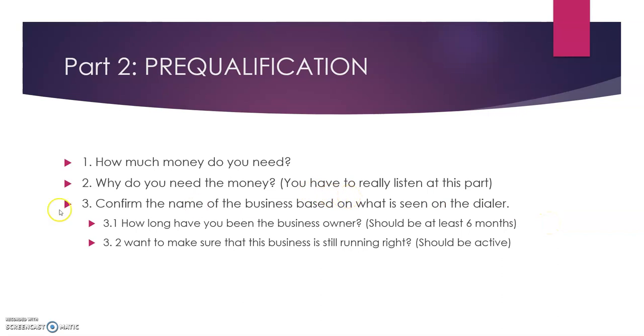Once you're able to confirm, ask how long have you been the owner of the business? Again, as what I mentioned, they should be at least 6 months in the business. All right. And I wanted to make sure that this business is still running. Well, it's just some sort of a confirmation. Sometimes they've owned their business for 6 months, but as of the moment, their business is not active. So we have to ensure that their business is active.